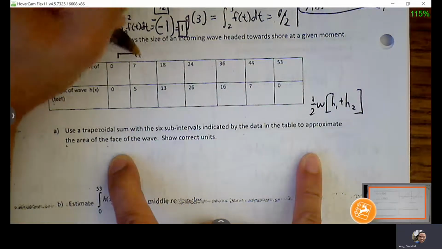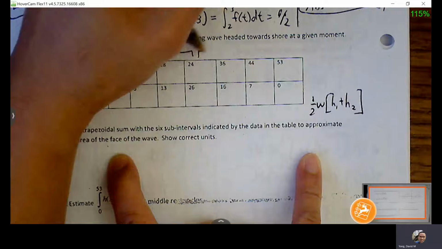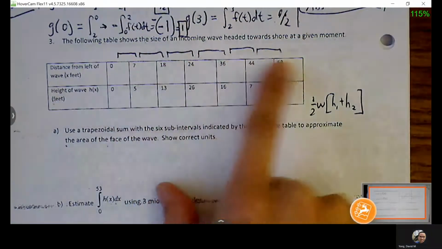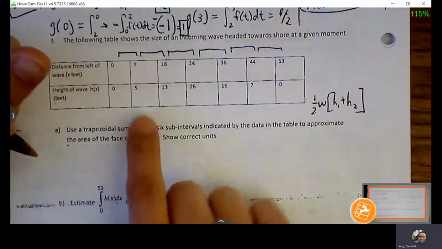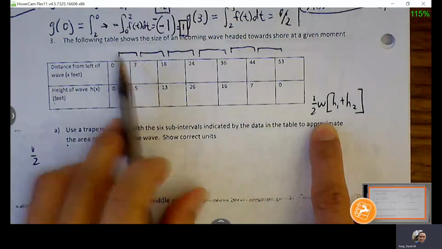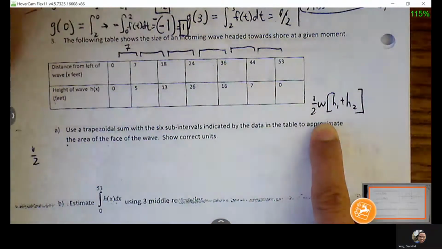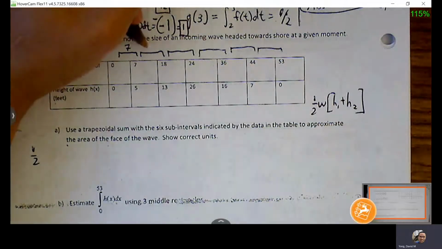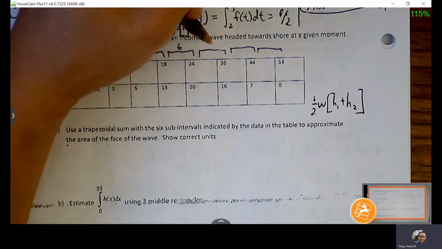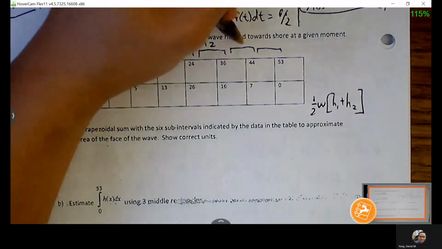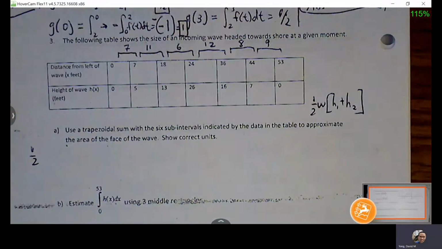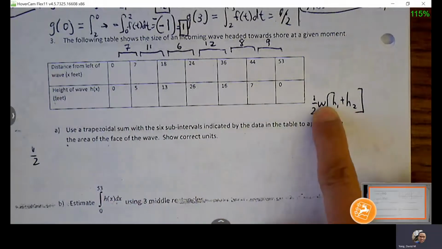So from 0 to 7, 7 to 18, 18 to 24, 6 subintervals. Remember, the way you find the width is you subtract the x values. So 7 minus 0, 7. 18 minus 7, 11. This is 6. This is 12. 8. And 9. So those are the widths.